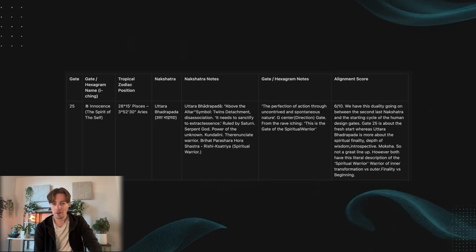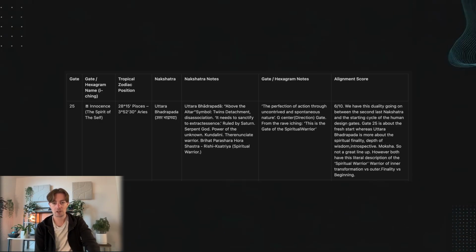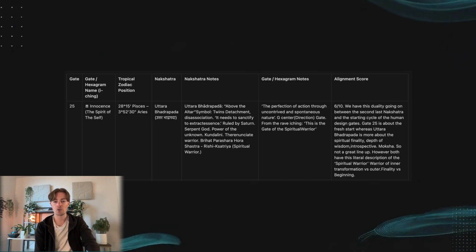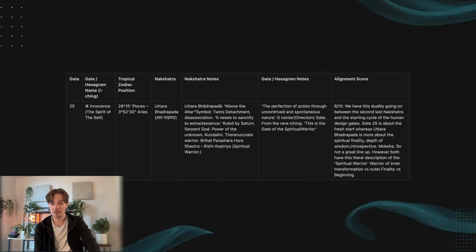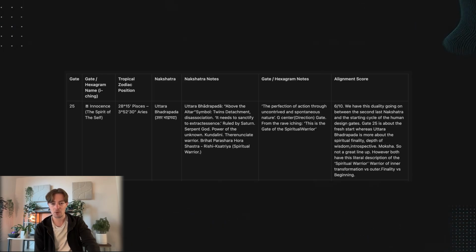Some notes on the hexagram. It's called the perfection of action through uncontrived and spontaneous nature. It's a gate located in the G center associated with direction. And from the I Ching, it says that this is the gate of the spiritual warrior. So straight off the bat, we have this 6 out of 10 alignment score.